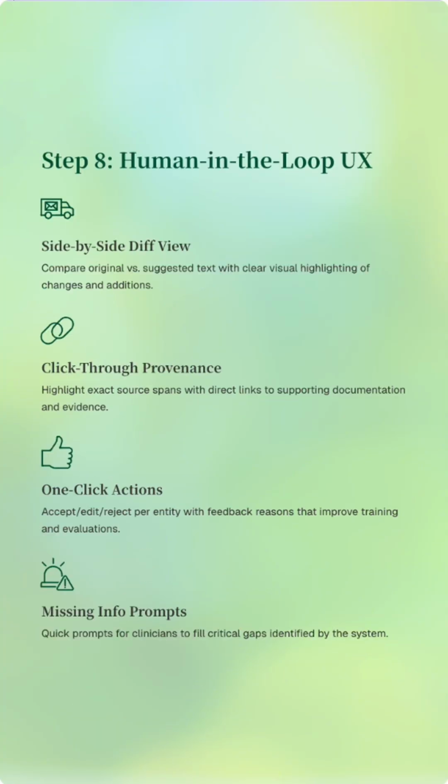Step 8. Keep the human in the loop. Doctors or coders should see the AI's output side by side with the original text. If the AI says penicillin allergy rash, the human should be able to click and see exactly where in the note that came from. They can accept, reject, or edit. That feedback improves the system over time.